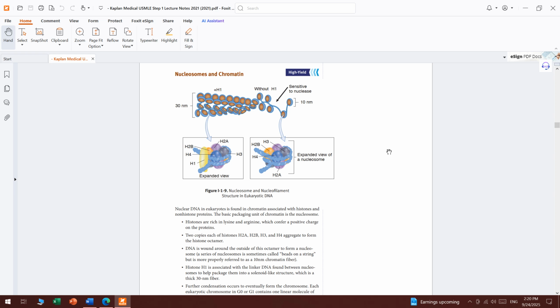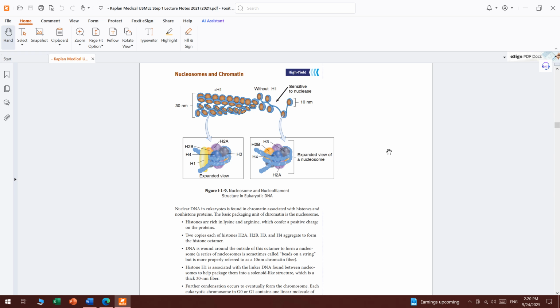A 5th histone protein, histone H1, is associated with the linker DNA located between nucleosomes, often at the point where DNA enters and exits the nucleosome core. H1 plays a crucial role in further compacting the 10 nanometers fiber. It helps to pull the nucleosomes closer together, causing them to coil into a more condensed, solenoid-like structure known as a 30 nanometers fiber. This provides an additional 6-fold compaction.